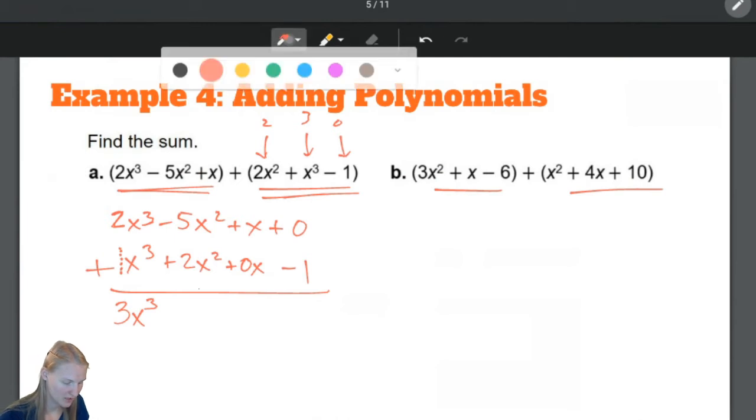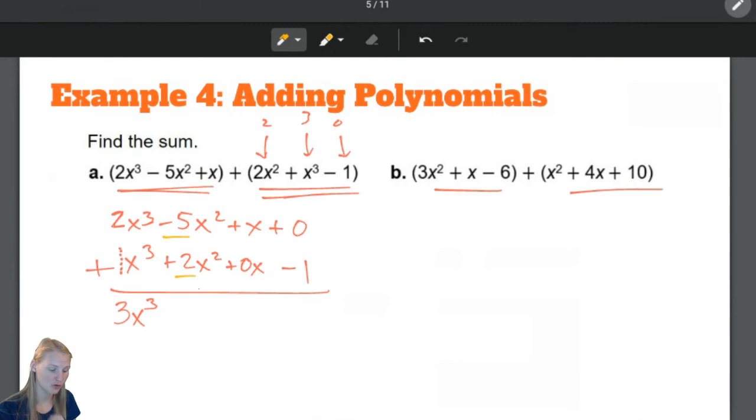Now, let's get a different color. We have -5 plus 2. That's -3x squared. I'm going to write this all in the same color so we don't get confused. Okay, and now we have plus 1x plus 0x, or remember, you don't even have to write it in, and then it's just 1x. So we have plus x.